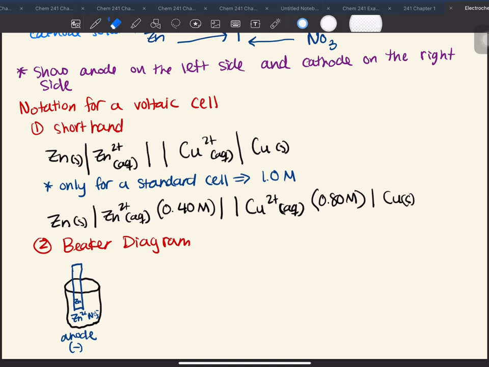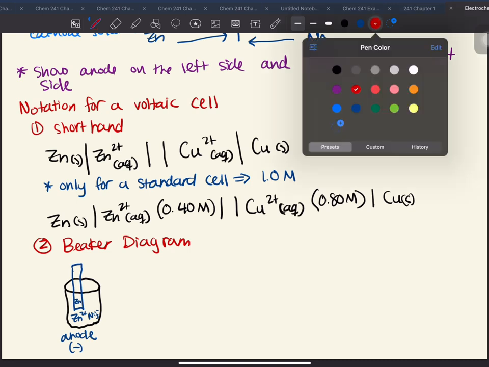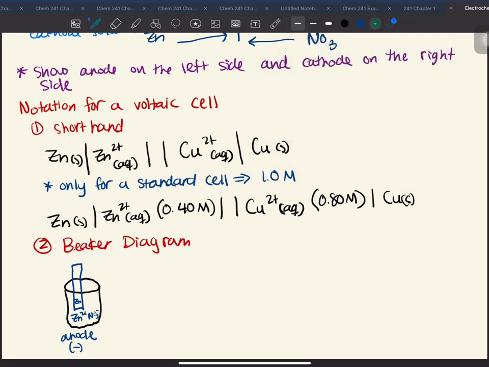Now I'm going to draw my other beaker. So this is where the cathode will be. So when I draw my electrode, it is going to be copper for this example that we just did. And in solution, we're going to have copper ions and nitrate. Remember, nitrate is just the counter ion. It can be anything that is soluble. This is my cathode here, and it is positively charged.